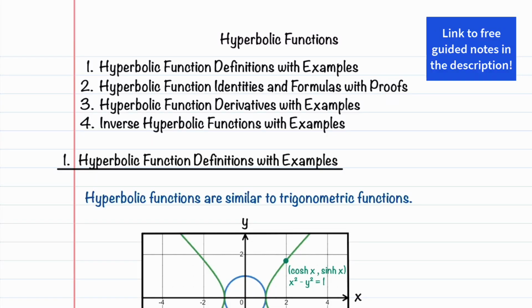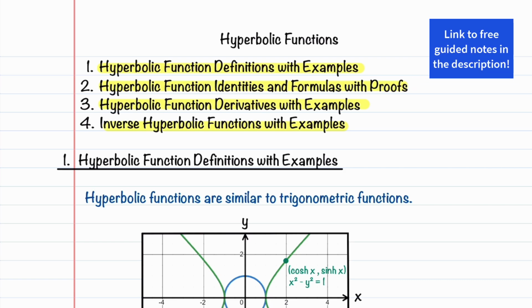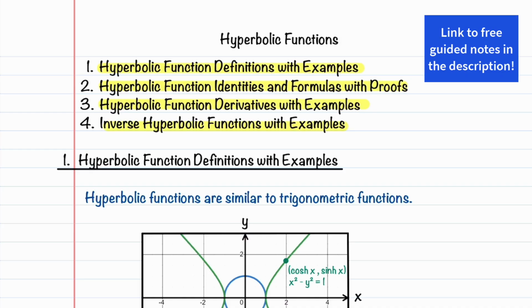In this Calculus 1 video, we're learning about hyperbolic functions, which are similar to trigonometric functions, but are defined using exponential functions. We'll start by introducing the definitions of the 6 hyperbolic functions and walk through some examples. Then we'll look at key identities and formulas, learn how to differentiate hyperbolic functions, and then finish with examples involving inverse hyperbolic functions. Be sure to download the free guided notes to follow along and work through the examples with me.